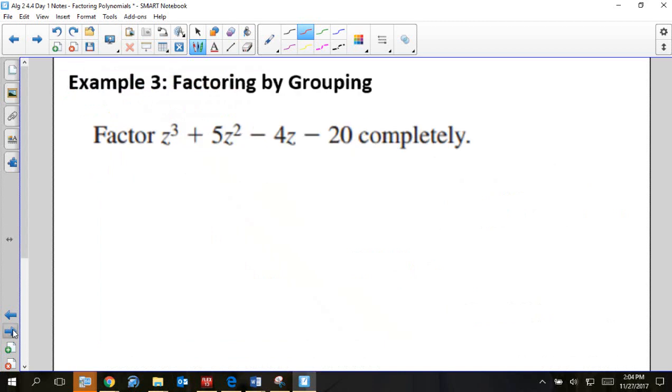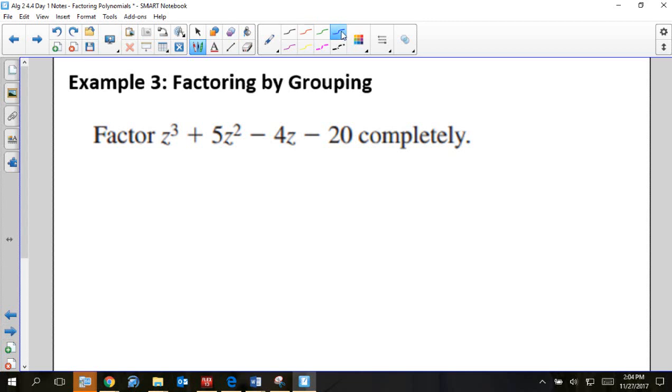I skipped ahead to example 3. I'm going to go back to example 2 after this. All right. Does everybody see where we are? Example 3, top of the front of the second page. We have done factor by grouping. It's been a while. Let's review.